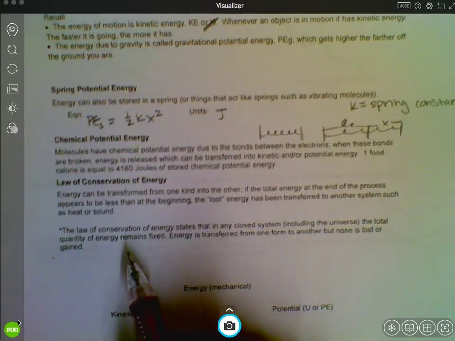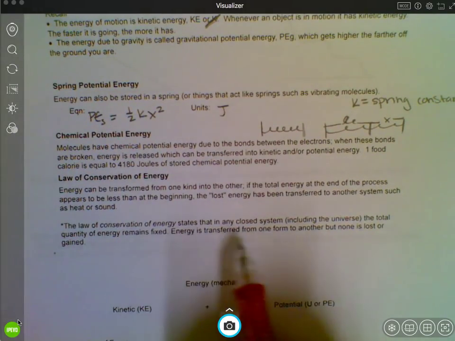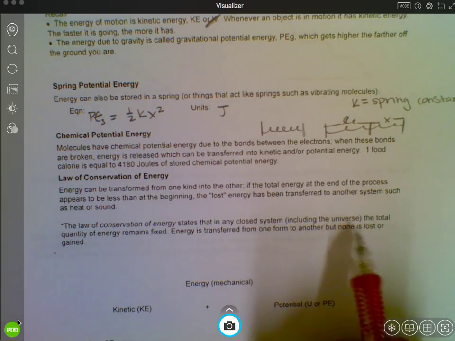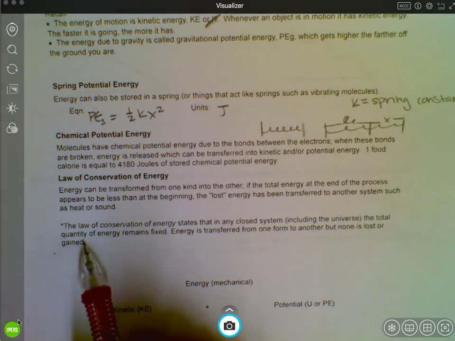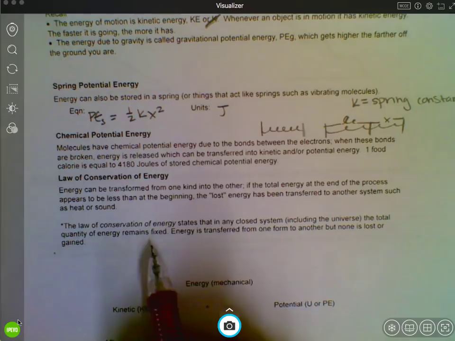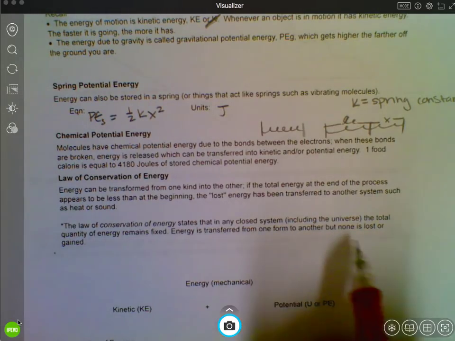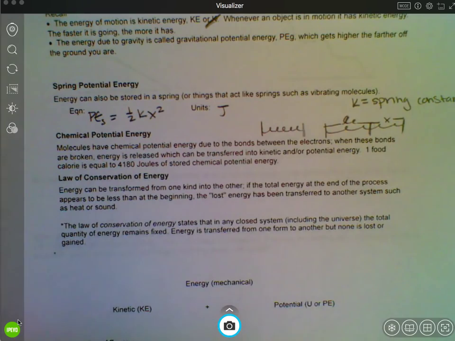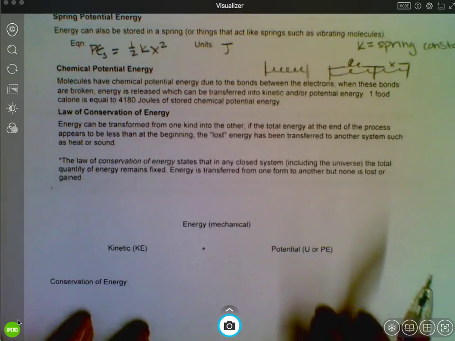So the law of conservation of energy states that in any closed system, and the universe is a closed system, the total amount of energy remains the same all the time. Okay, so energy is transferred from one form to another, but it will never be lost or gained. So you can't just add energy to a system without giving some up from yourself. Okay, so it cannot be lost or gained.